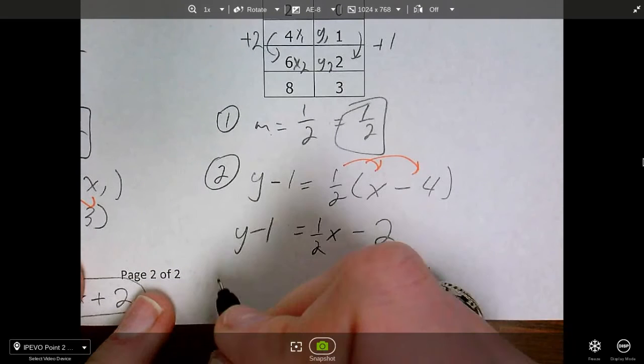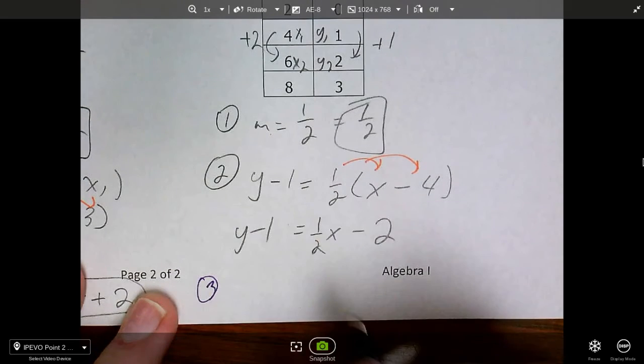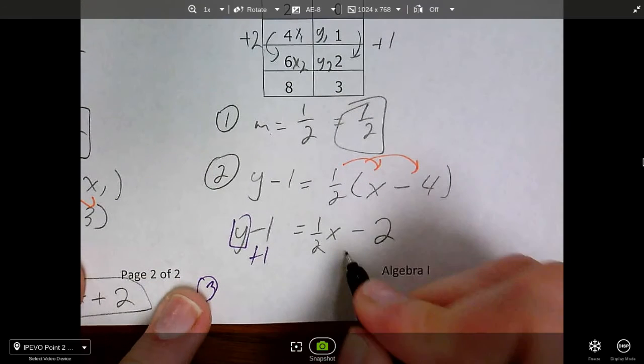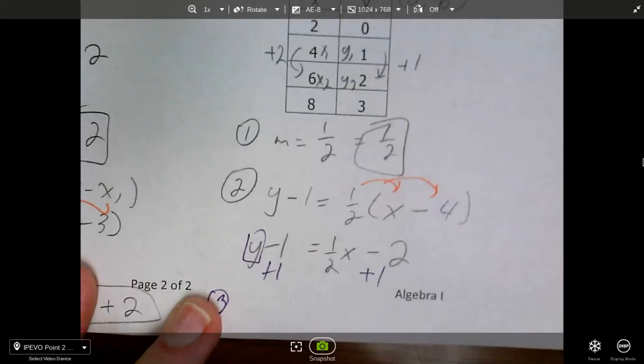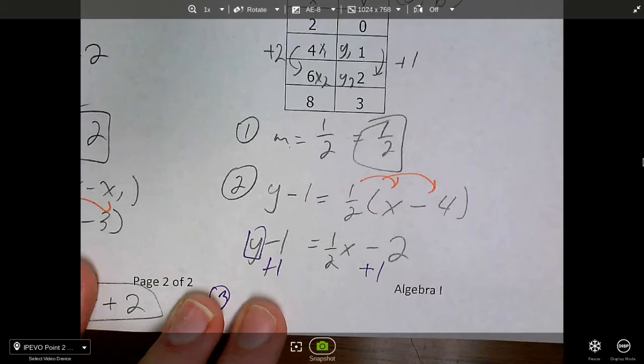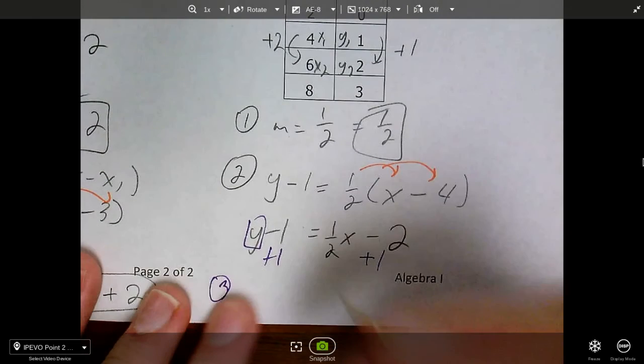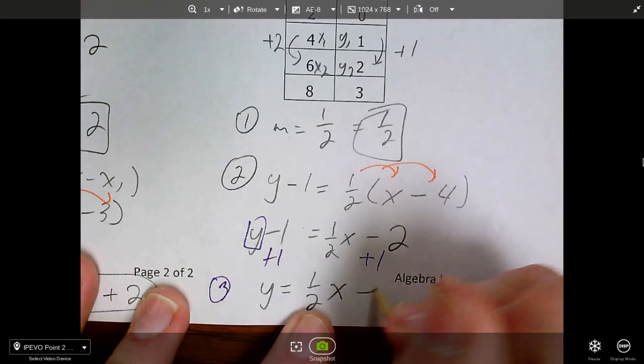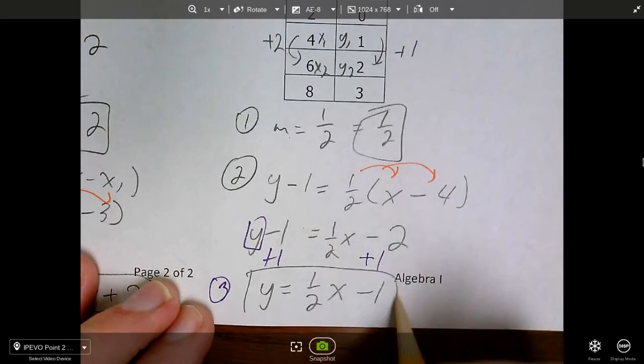Okay, so for it to be in y equals mx plus b, we need to get y by itself. So we'll do the opposite here, add 1. It adds real nicely over here. These two can go together. So we'll add it over there. So we get y equals 1/2 x minus 1 right there.